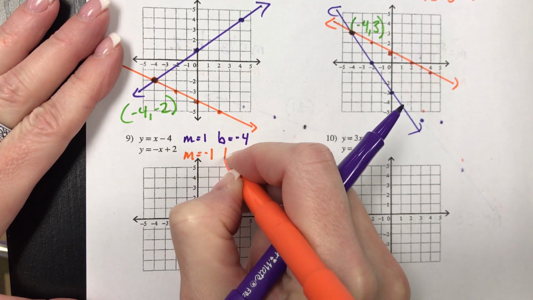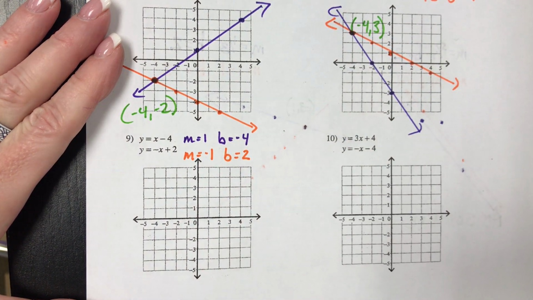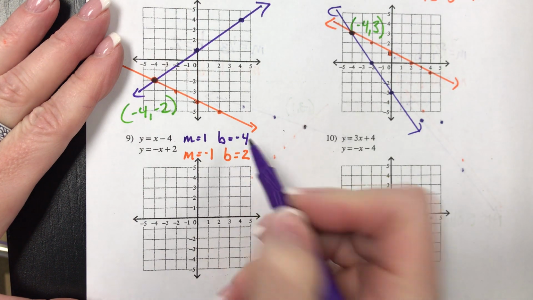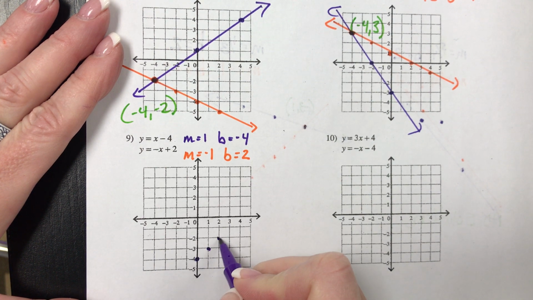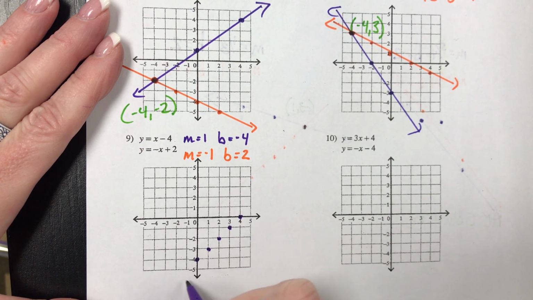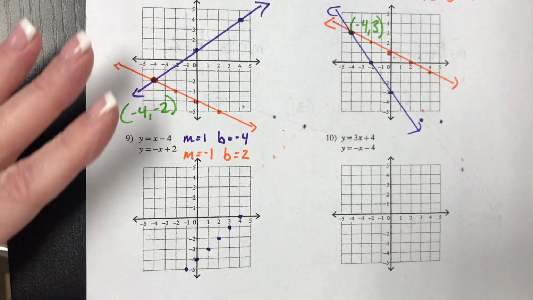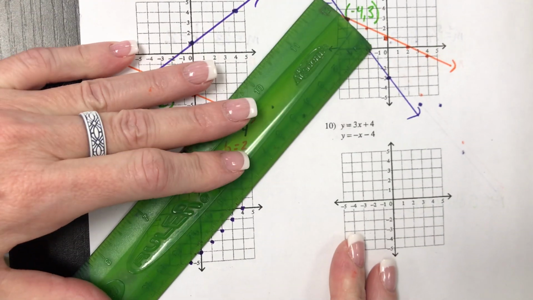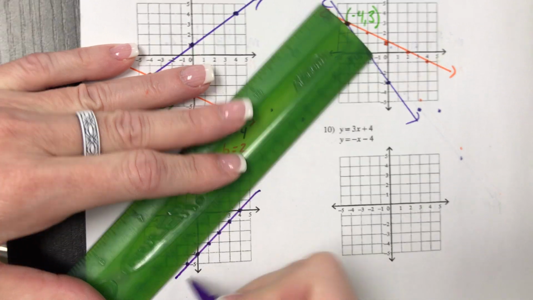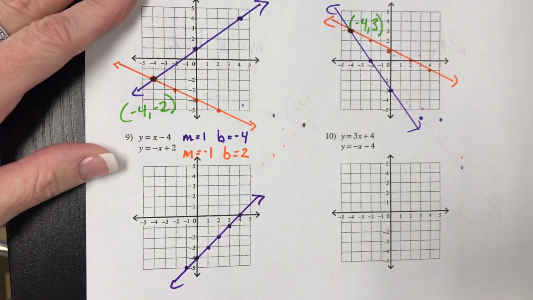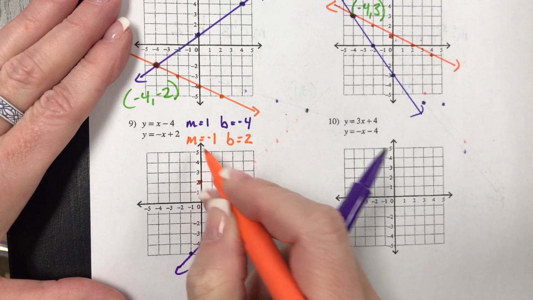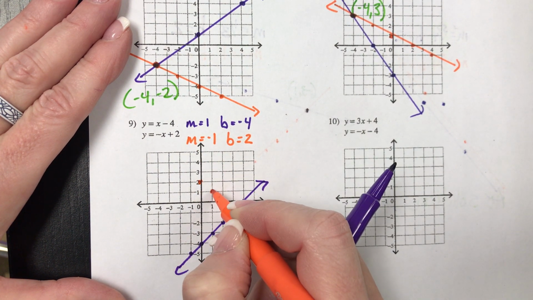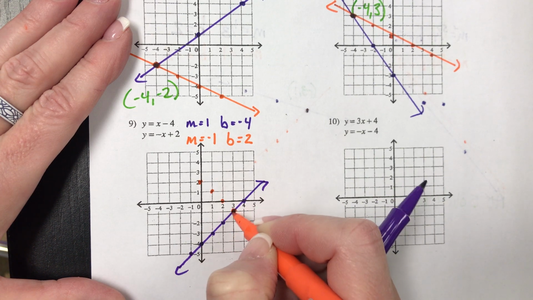M is -1, and B is 2. All right, so B of -4, so 1, 2, 3, 4. M is 1, up 1 over 1. And then B is 2, M is -1, so down 1 over 1. And there it is.